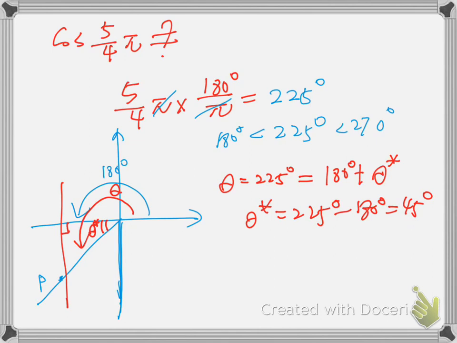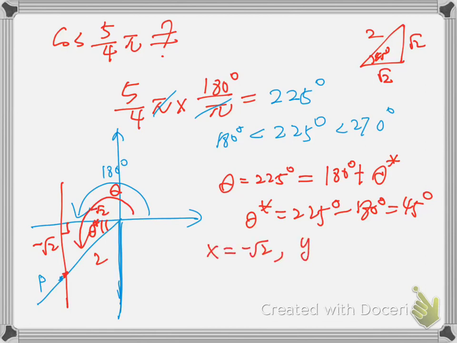So we have 45, 45, special right triangle. So what's 45, 45? Radical 2, radical 2 and 2, right? So these are the lengths, radical 2, radical 2, and 2. So now you have to be very careful, right? Because this is the 3rd quadrant. So they are not positive radical 2, they are both negative radical 2. So x is negative radical 2, y is negative radical 2, and r is 2.